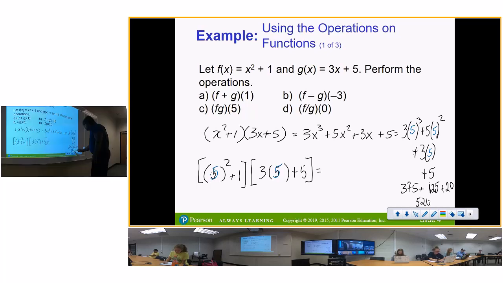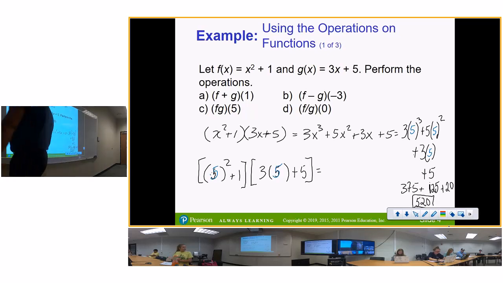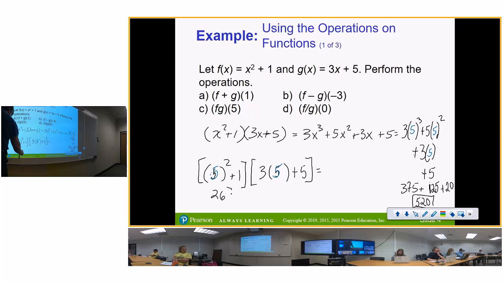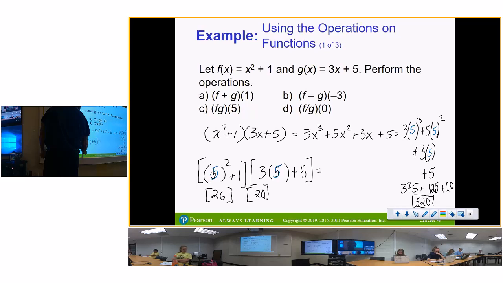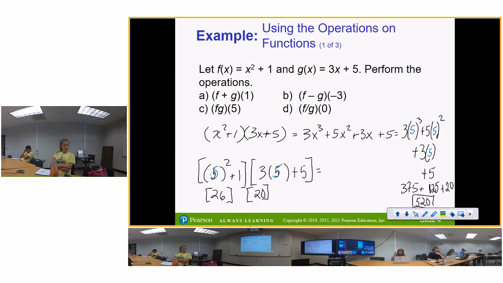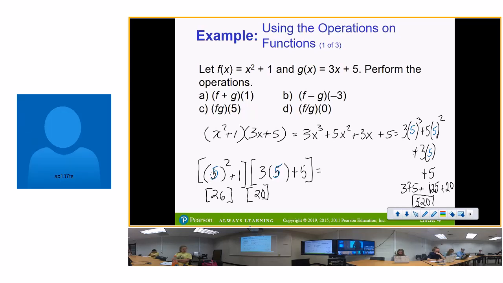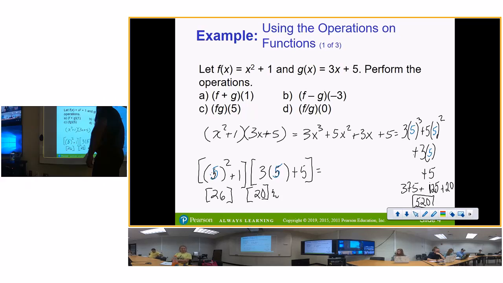Now let's check it. What's 5 squared? 25. So that'd be 26. And 3 times 5 is what? 15. 15 plus 5 is what? 20. What's 20 times 26? It's 520, Hubert. It's a miracle. Thank you, Mr. Goolsby. Appreciate your interaction. Equals 520.